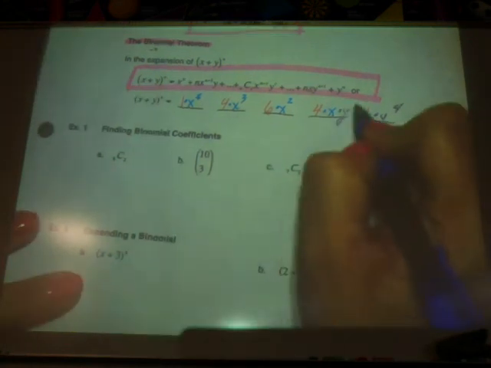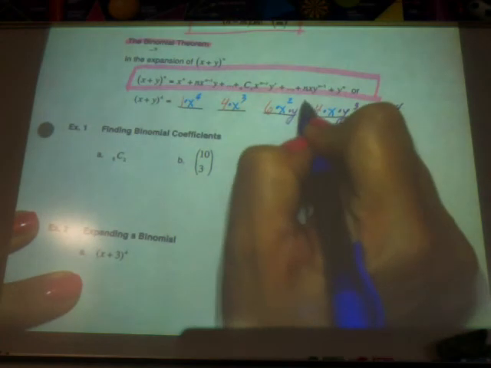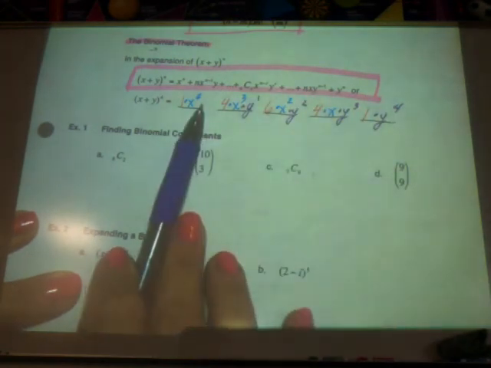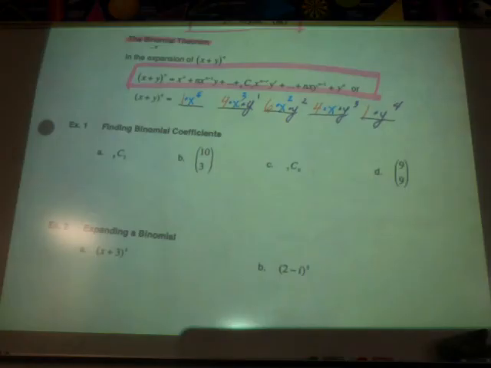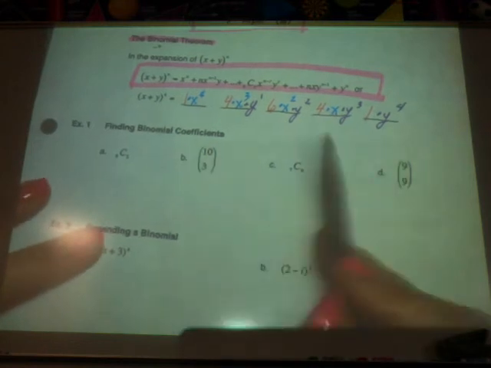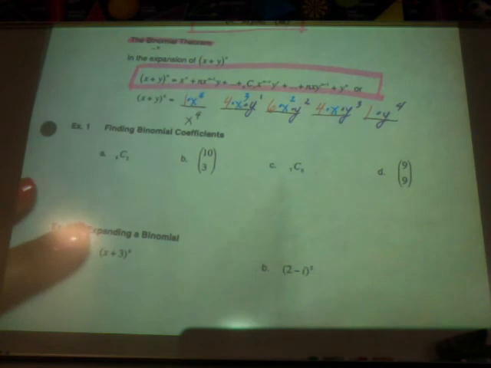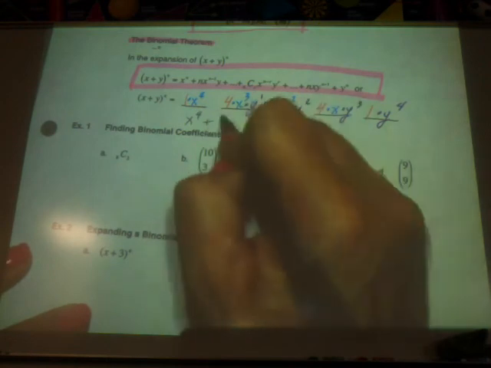Times y to the 3rd, times y to the 2nd, times y to the 1st, and then this would be times y to the 0. I don't find a reason to put it in there. You'll make more mistakes than necessary. And if I were actually to multiply those out, we don't have any multiplying to do other than, wouldn't my first term be x to the 4th? Oh, and we'll talk about signs here shortly. But let's just put in plus signs here for right now.